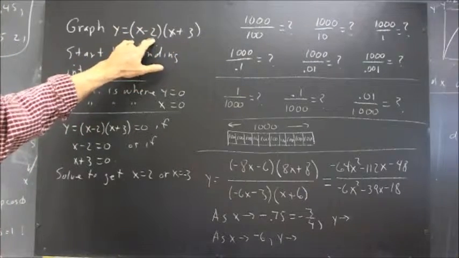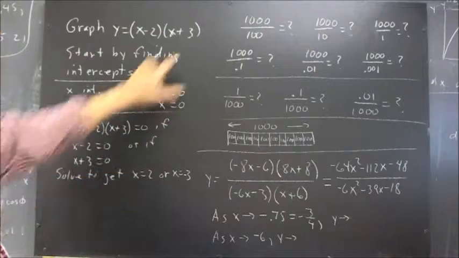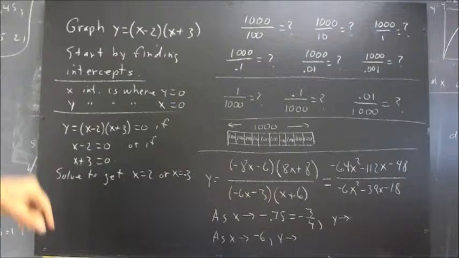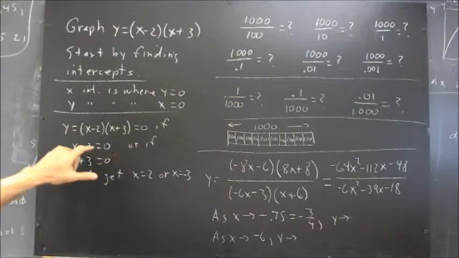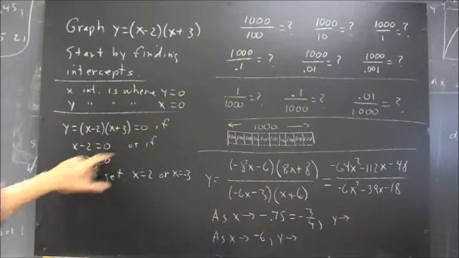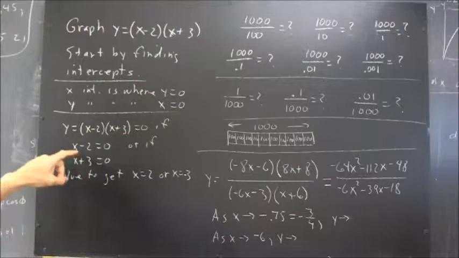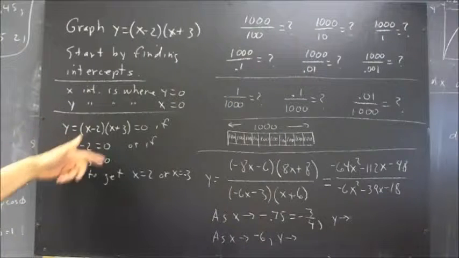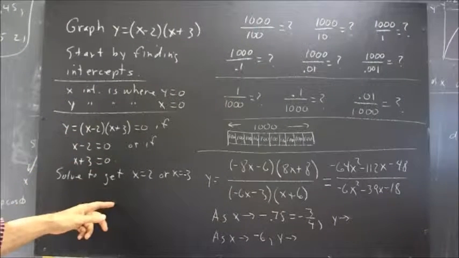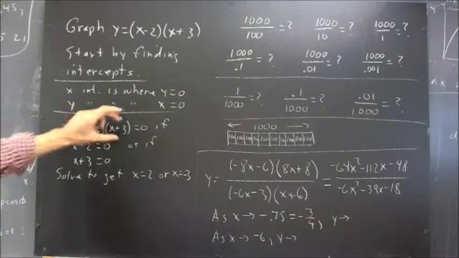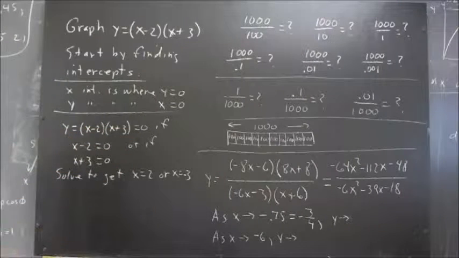We set x minus 2 equal to 0, and we set x plus 3 equal to 0. So we see that this is 0 if x minus 2 is 0, or if x plus 3 is 0. We can solve those equations, and they're very easy to solve. We get x equals 2, we get x equals negative 3. So there are the zeros. And the general procedure is going to be to write the equations you have to solve to get the zeros.